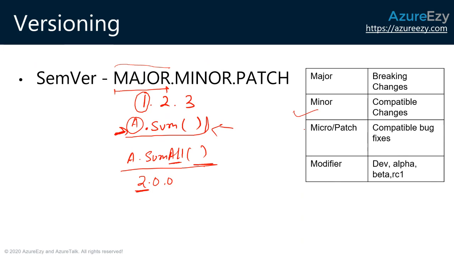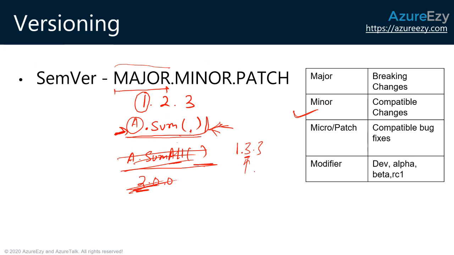Similarly, if you are making some changes, but they are not going to break anything, people will continue using this A.sum. Internally you are making some calculation changes, but the input and the output are not changing. People can still continue calling this function the same way. Such changes will not be called breaking changes, and that's why we call it minor. In such cases we continue with the same major, but update the version to 1.3.0, something like this.